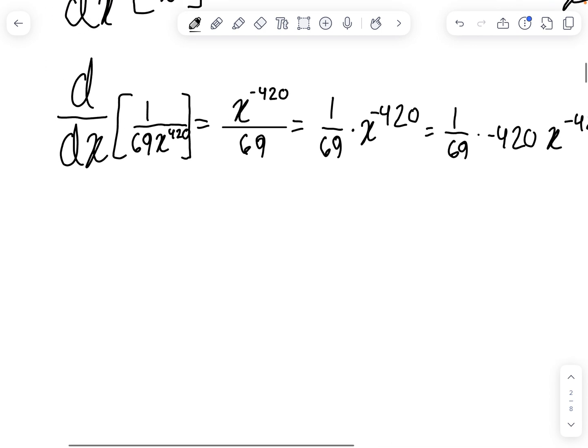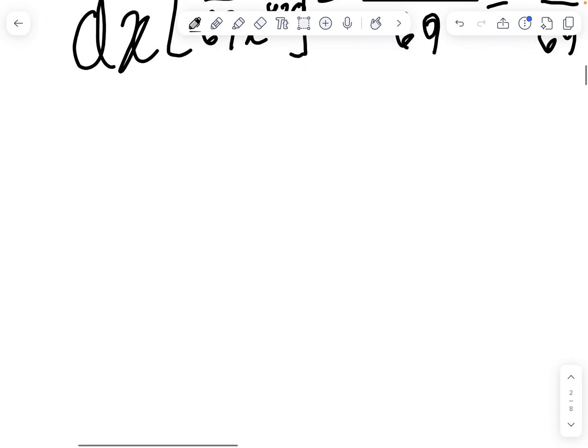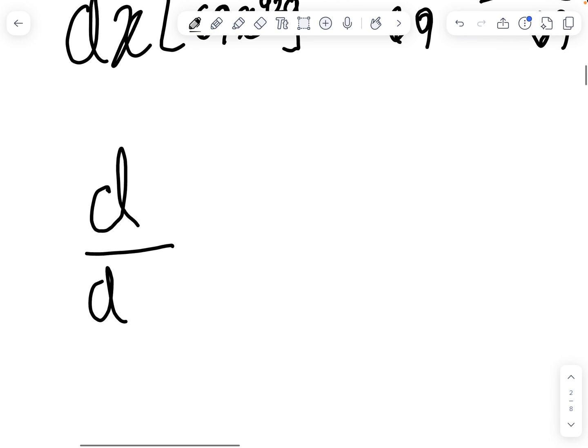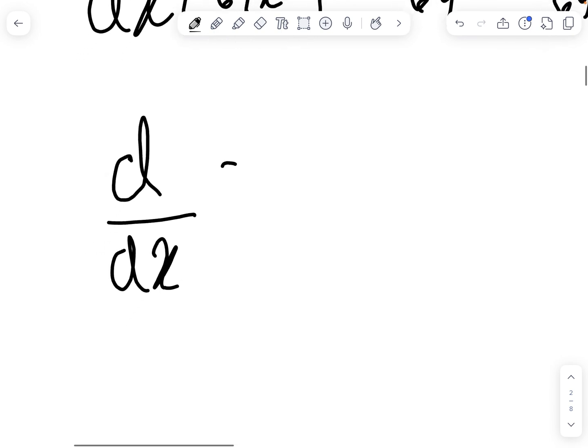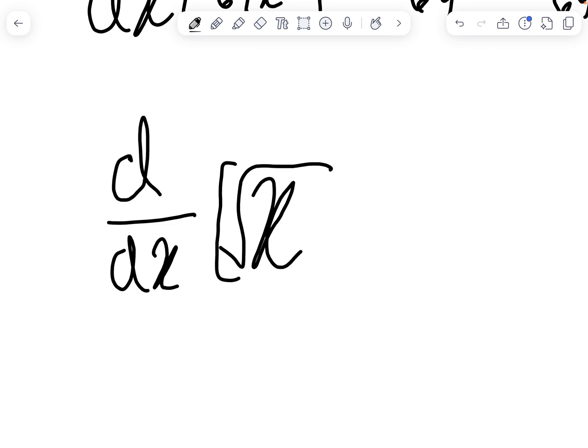Okay, so now let's move on to radicals. So what is the derivative of the square root of x? So yeah, take some time and solve that question. Okay, hopefully you've paused the video, and let's get started.